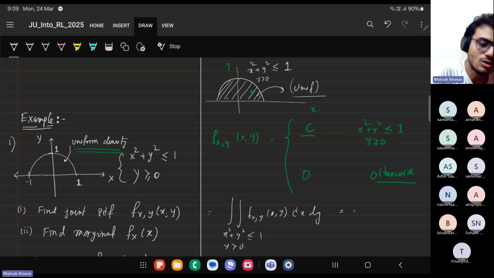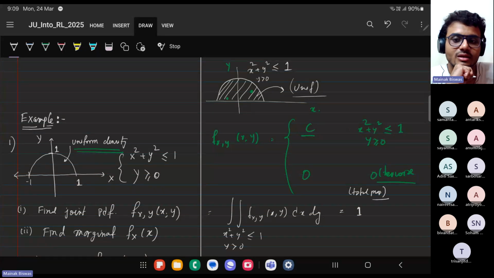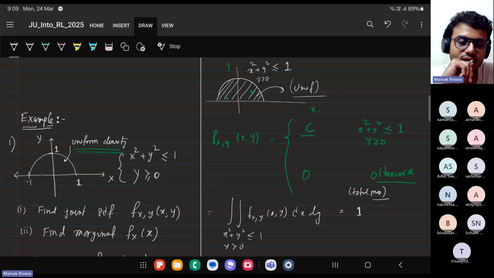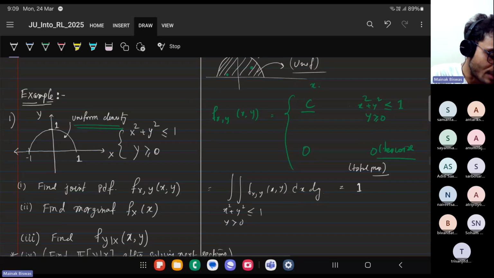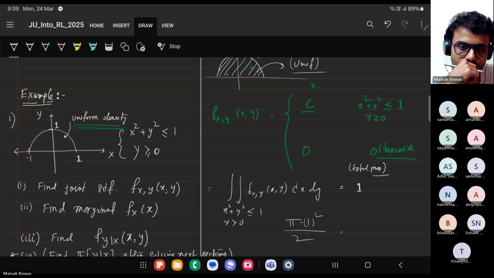And that should be equal to 1 by total probability. Good. But do I really need to compute this integral using radial coordinates and some things like that, which is not required here? I can clearly use the formula of the area of a circle, which is pi into 1 square by 2. Yes or no? It's a semicircle. Correct?